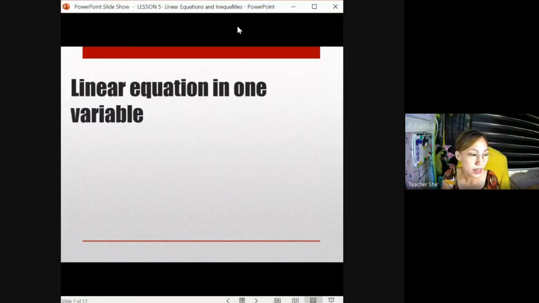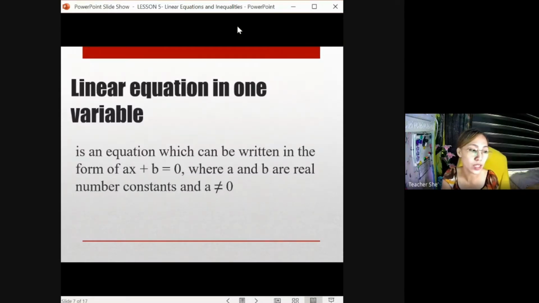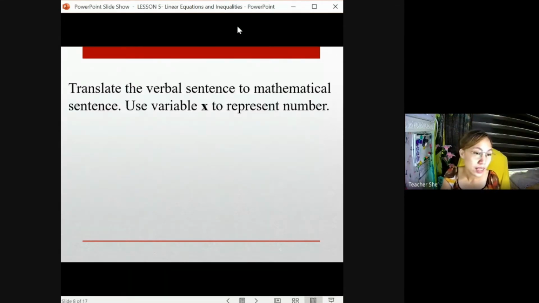Next, linear equation in one variable. It is an equation which can be written in the form ax plus b equals 0, where a and b are real number constants and a is not equal to 0. For example, x plus 7 is equal to 12. Now, let us translate the verbal sentence to a mathematical sentence. Use variable x to represent a number.